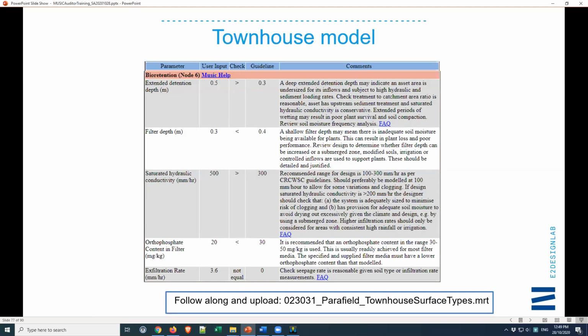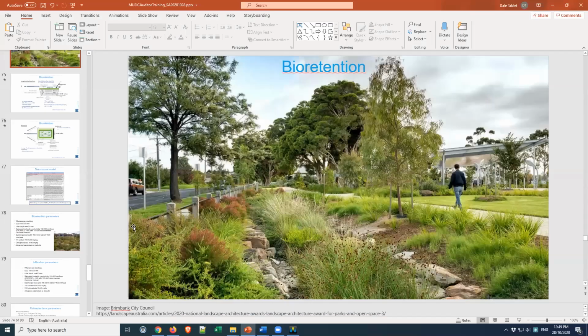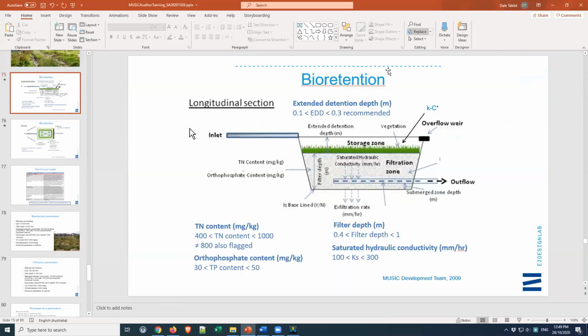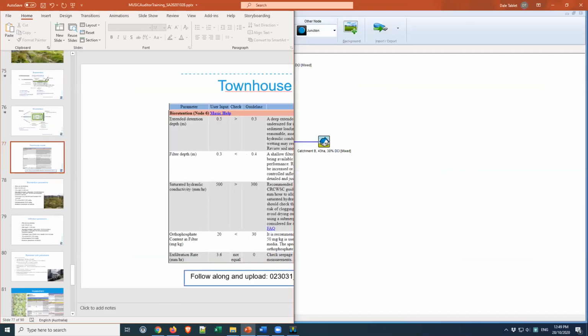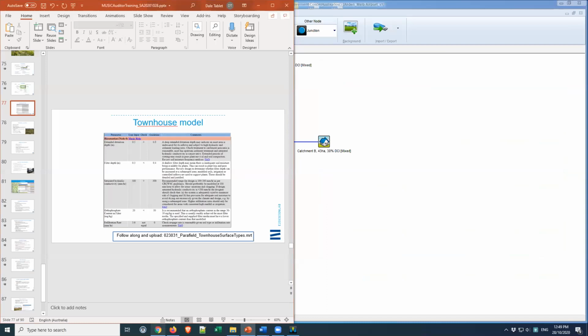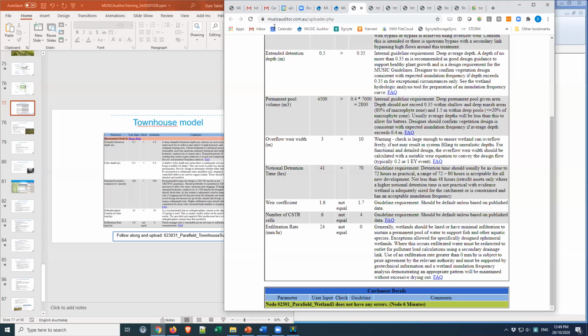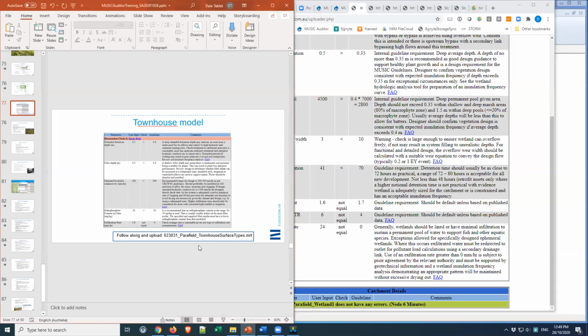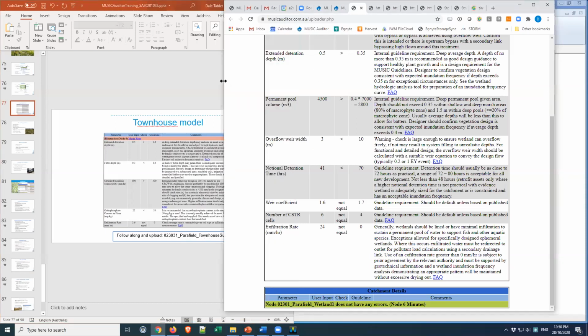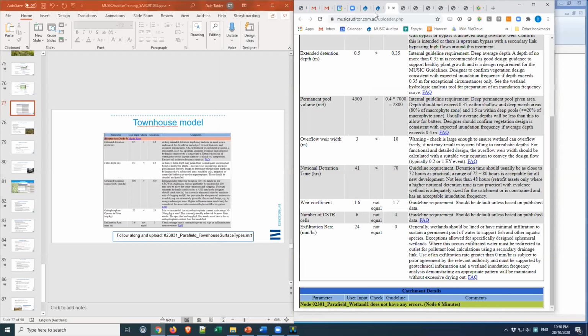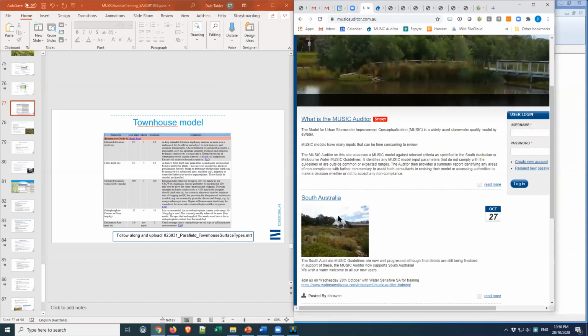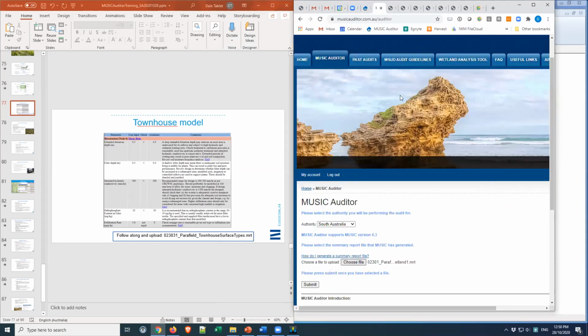I've got an example again, if people would like to follow along. For some reason that keeps jumping back. I'll get the right one up. So if you'd like to follow along with me, the example is that Parafield Townhouse Surface Types one we've run previously, so you might already have that. I'll just find the right page and run that through.